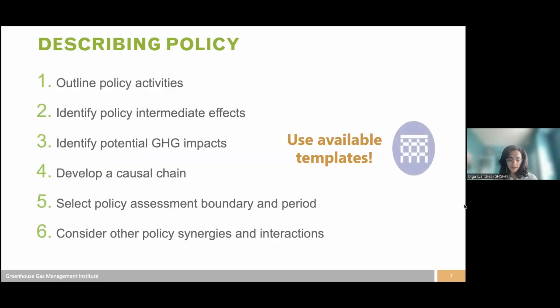So once a policy is selected, the guide outlines the steps to describe the policy. And then this description becomes the basis for the assessment of GHG impacts and potentially other impacts as well. So the components that go into describing the policy include outlining all the activities, identifying intermediate effects and then the GHG impacts that arise from those, developing a causal chain, selecting assessment boundary and period, and considering policy synergies and interactions. There are templates available as part of the guide to facilitate this process. And you will see this symbol also throughout the guide to identify steps where templates can be used. And they will really help add some structure to this process.